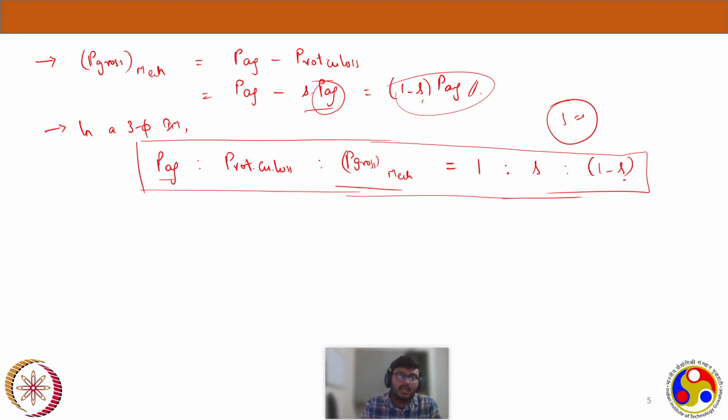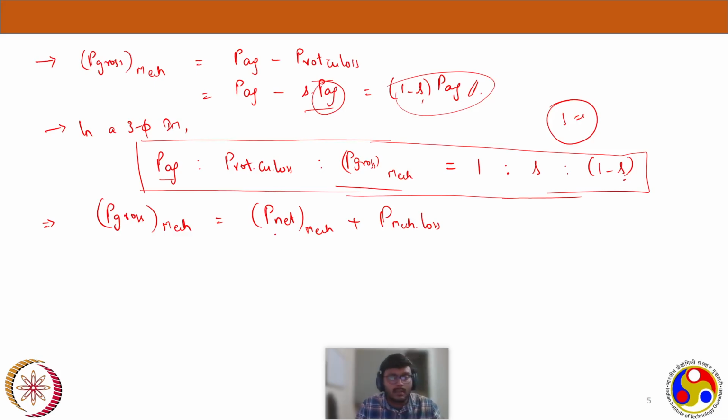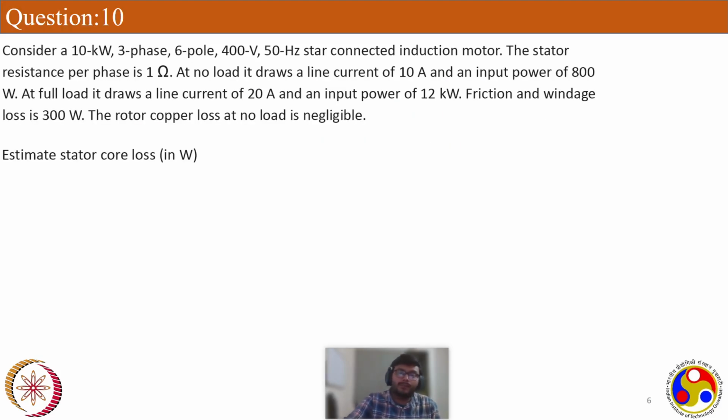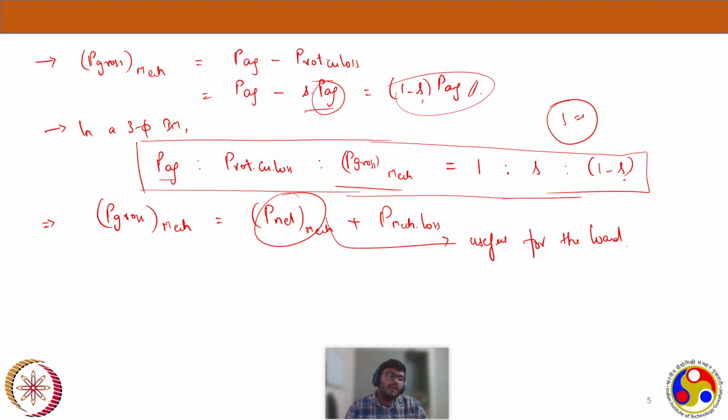So now we will see what exactly this gross mechanical power is. P gross mechanical is equal to P net mechanical plus, as I discussed, some P mechanical losses. Now this net mechanical power is useful for the load. Whatever power is left is the mechanical losses, like frictional losses, windage losses, and also the bearing losses.